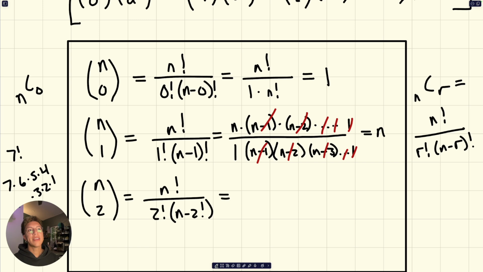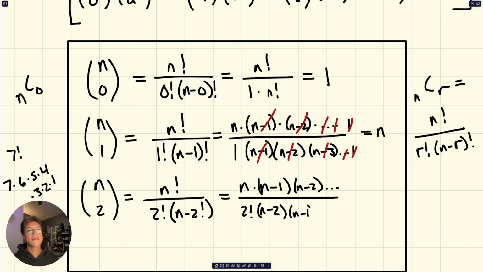We simplify that. Again, top is going to be n times n minus 1 times n minus 2, going all the way down. This is going to be 2 factorial. We'll just leave that as that. And then here, we're going to get n minus 2, n minus 3, n minus 4. Oops, I was going in the wrong direction before, so that's the correct sequence.